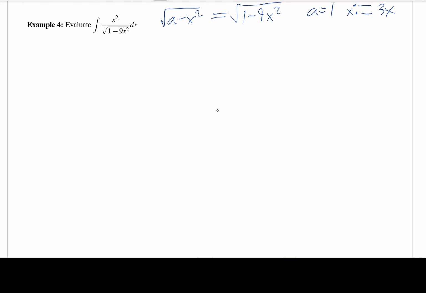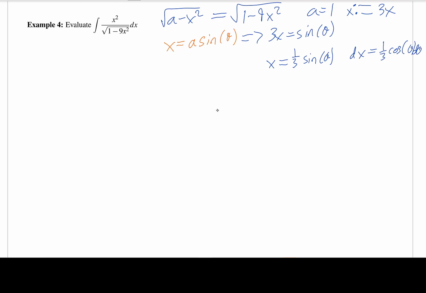So our substitution for this one is supposed to be x equals a sine theta. And so then plugging in for x and a, this will give us 3x equals sine theta, which means that x is equal to 1/3 sine theta. So then dx must be equal to 1/3 cosine theta d theta.